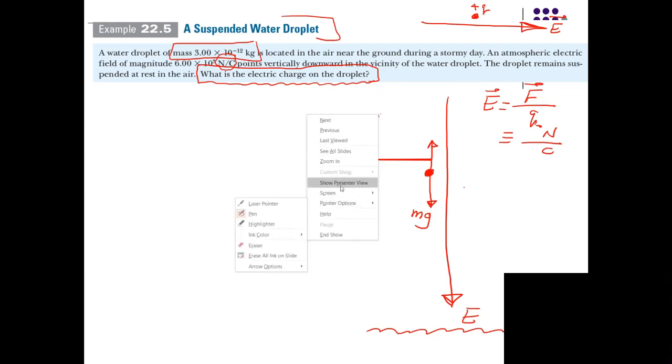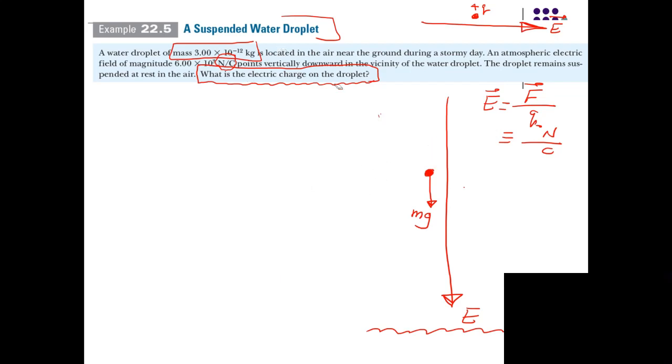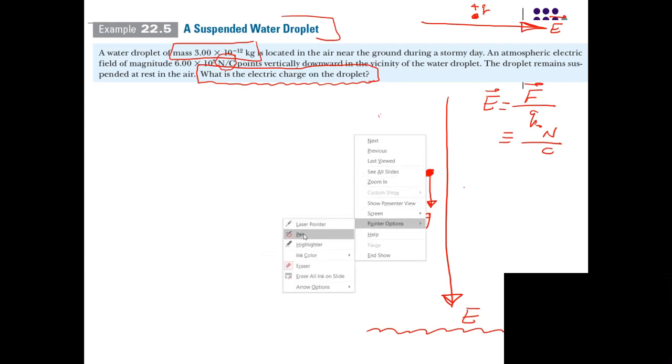What's this line? Let me erase this. I don't know why sometimes this line comes. Eraser. Okay. Again, go here. Pointer option, pen.